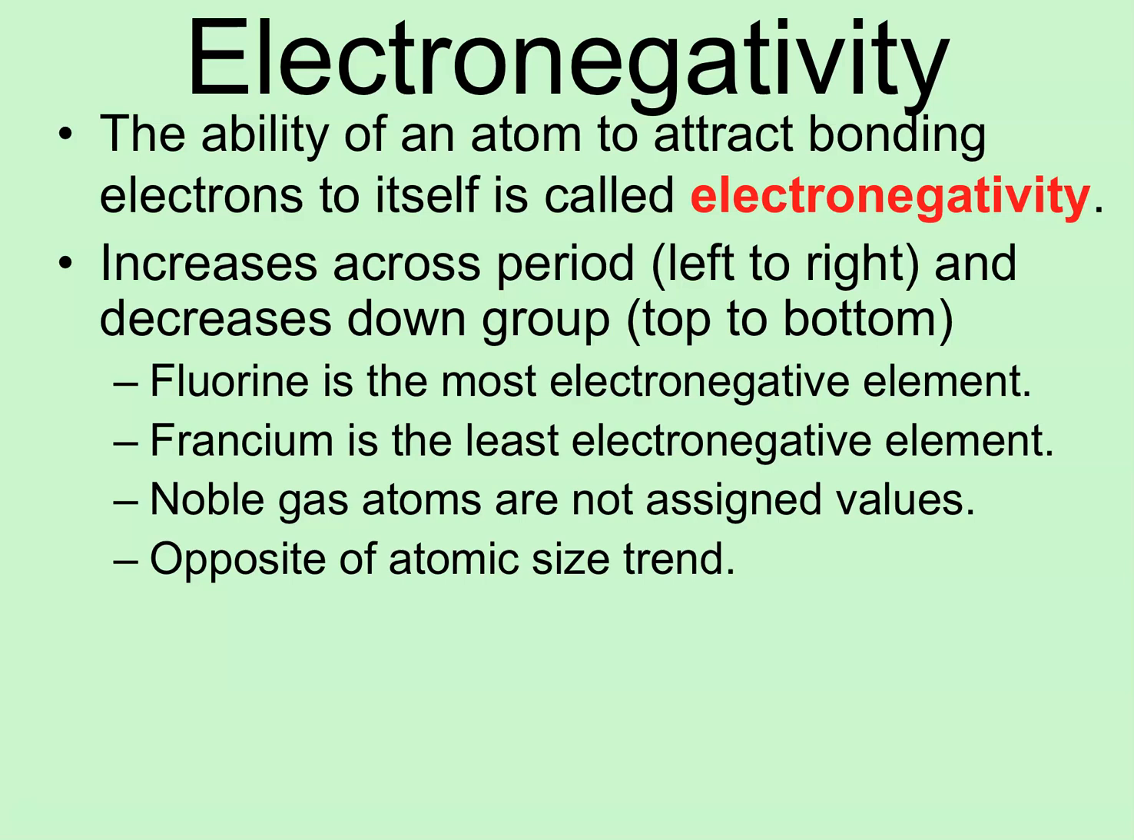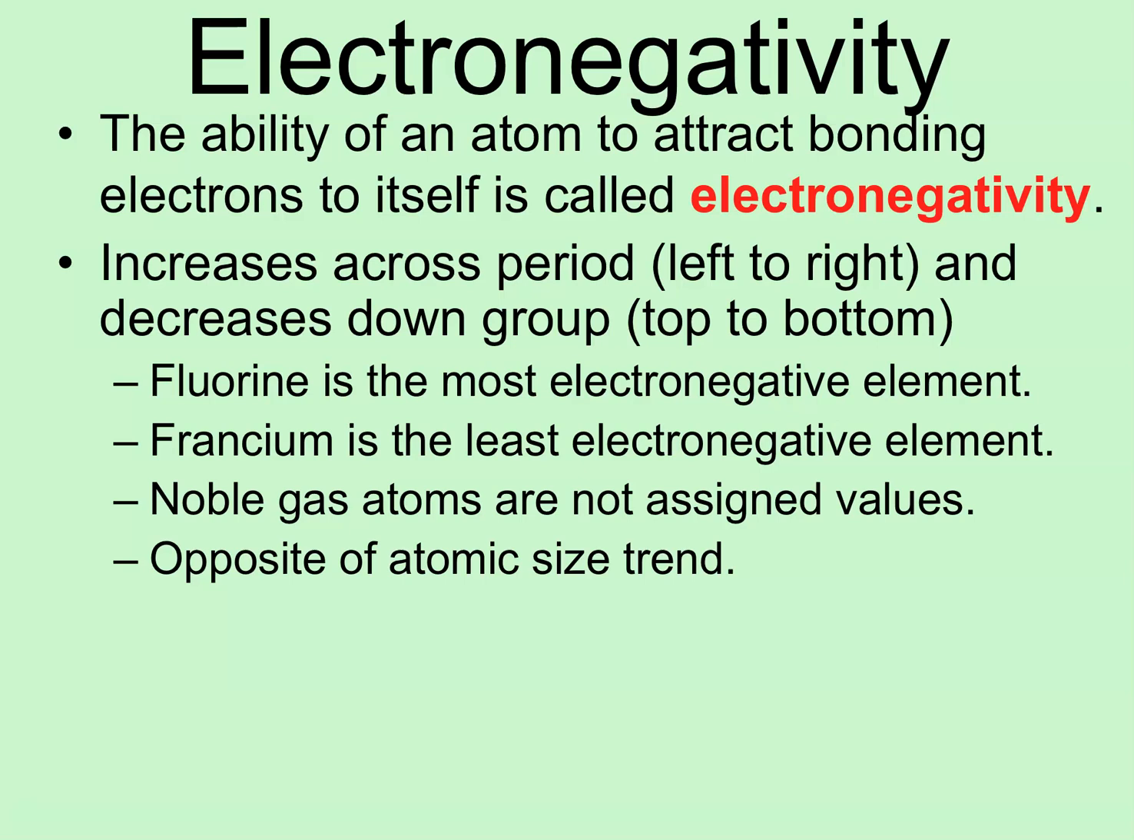From the trend, nothing new here. Increases left to right. It decreases going down a group. Size of radius versus strength of nucleus. Fluorine's the most, francium's the least. Noble gases do not get a value. They don't attract electrons because they don't really form any bonds.